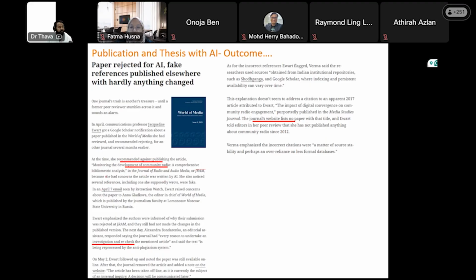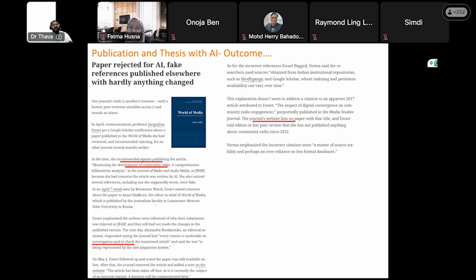The reviewer rejected it because she had concerns the article was written by AI. She also noticed several references, including one she supposedly wrote, were fake. She found many fake references, so she rejected the paper. This owner of the paper did not change anything. He just went and submitted to another journal, a Scopus Q1 journal, and they accepted the paper.